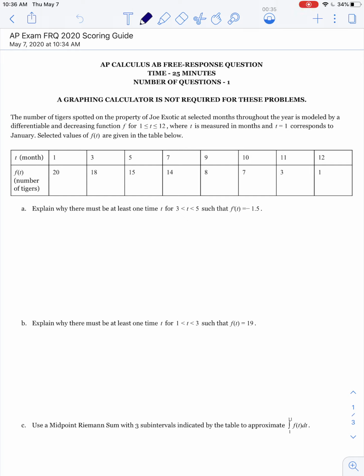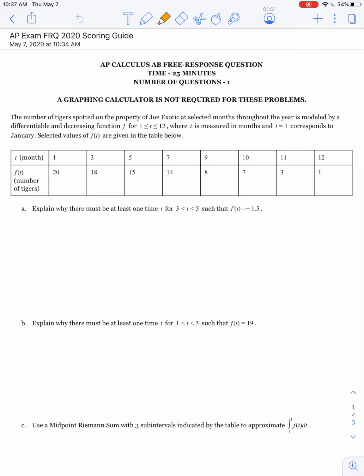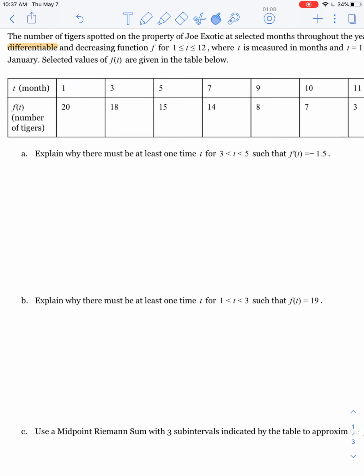We have the table that shows the number of tigers spotted on the property of Joe Exotic throughout selected months. We are also told that this model is differentiable and decreasing between t equals 1 and t equals 12, where t, or time, is measured in months and t equals 1 corresponds to January. A huge piece of information that we're going to have to rely on multiple times is the fact that this model is differentiable. So let's take a look at question 1.